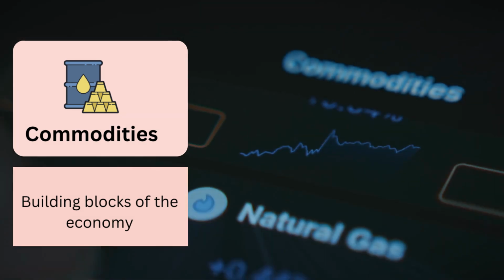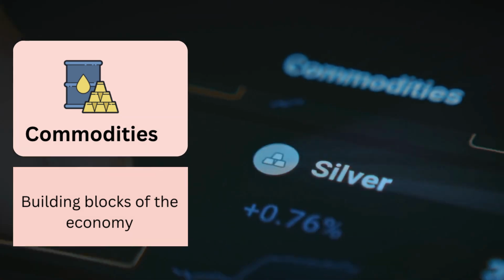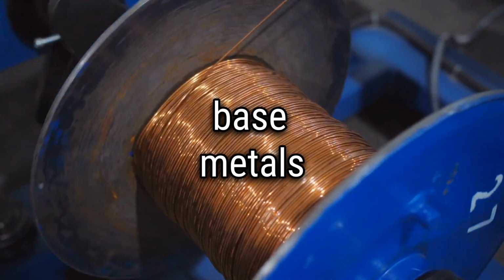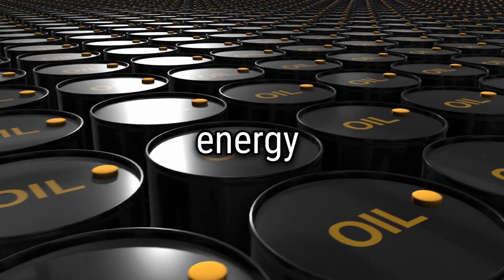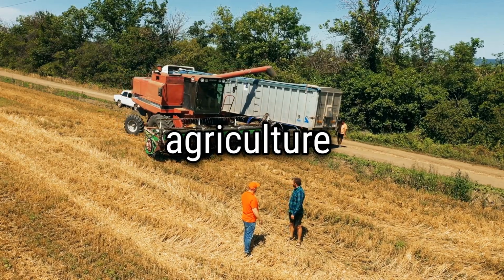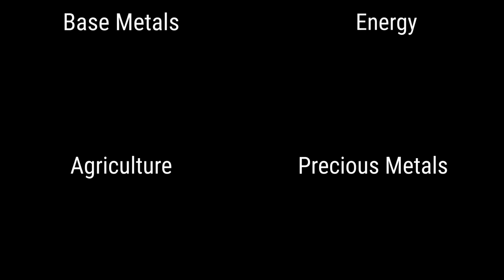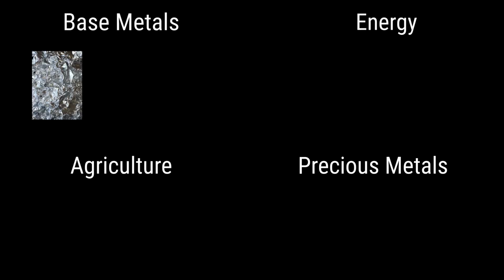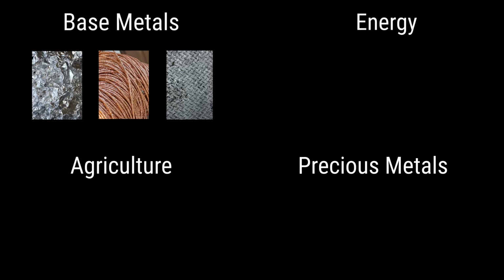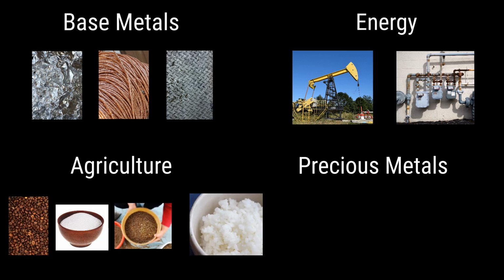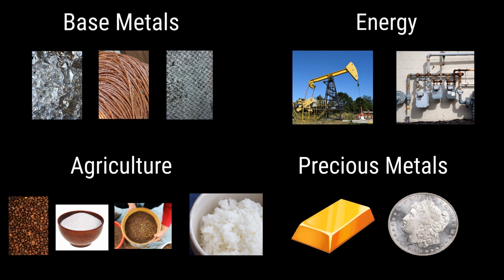Now, for the riskier assets, we start with commodities. Commodities are the building blocks of the real world and the products we consume. We have base metals to build the economy, energy to power the economy, agriculture to feed the economy, and precious metals as an alternative form of money. Some of those base metals include aluminum, copper, and steel. The main sources of energy, oil and natural gas. And for agriculture, we have things like coffee, sugar, wheat, and rice. The 2 biggest precious metals are gold and silver.